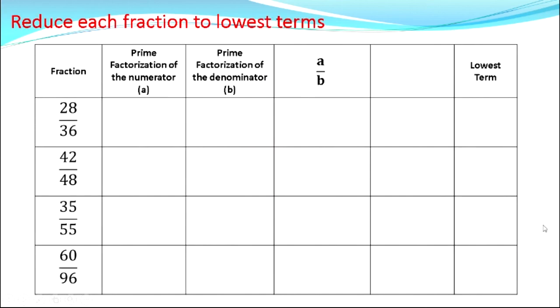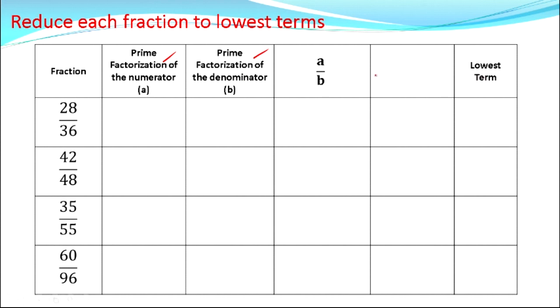Okay. So, makikita natin dito sa table na to, meron tayong fraction, which is another term for rational number. So, meron tayong 28 over 36, 42 over 48, 35 over 55, and then 60 over 96. Ngayon, yung pangalawang column, makikita nyo, meron siyang nakalagay na prime factorization of the numerator, prime factorization of the denominator, and then yung representation ng mga prime factors na yan, that is A over B, and then finally, yung lowest term.